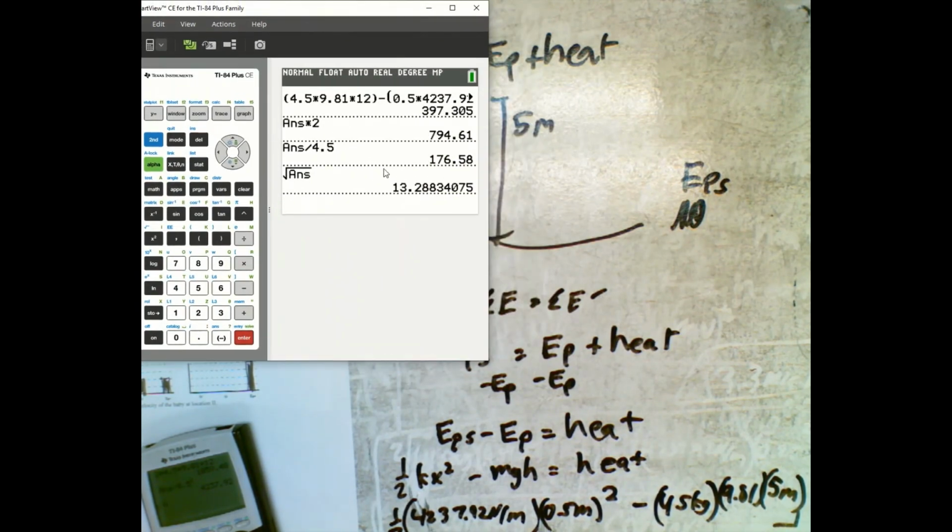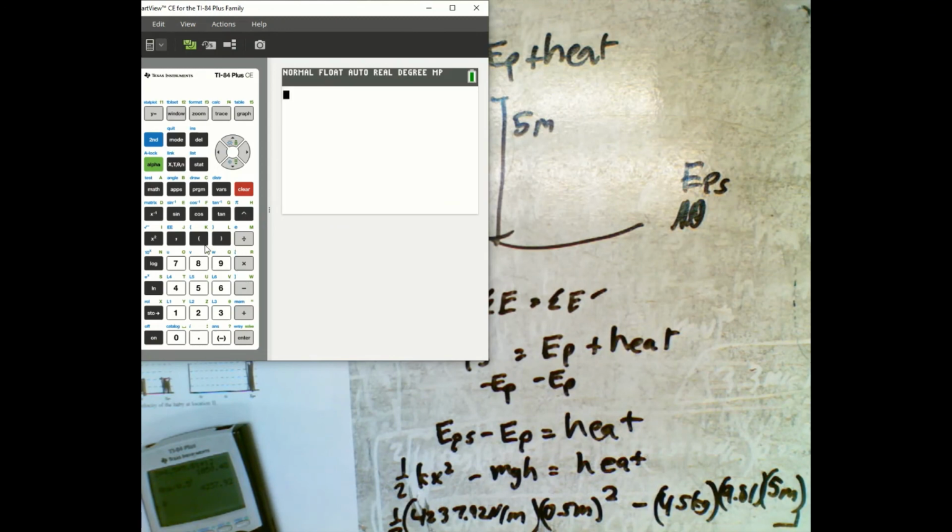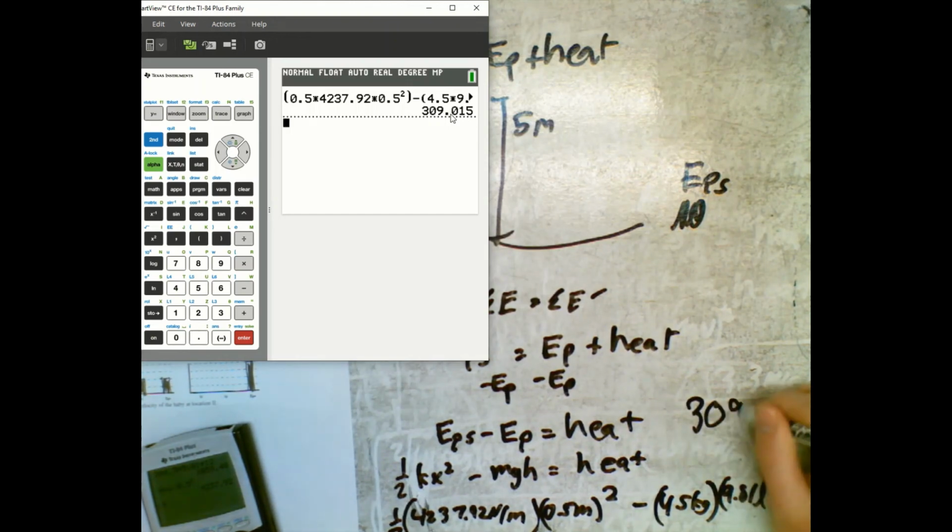So if I plug all of this in, I can find my heat. So I want to go 1/2 times 4237.92 times 0.5 squared, close my bracket, and then subtract the 4.5 times 9.81 times the 5 meters off the ground. And that's how much energy I lose as heat. So 309 joules is how much energy I would have lost as heat.